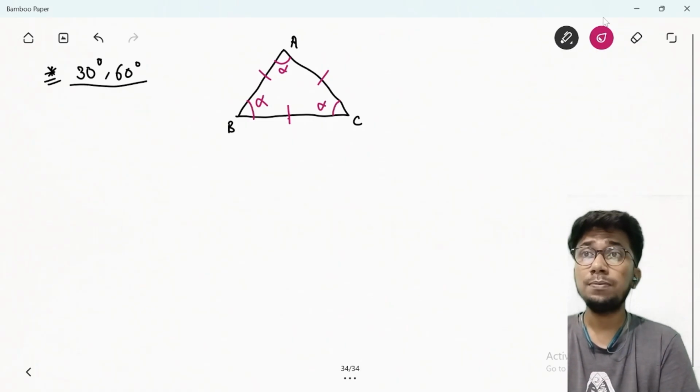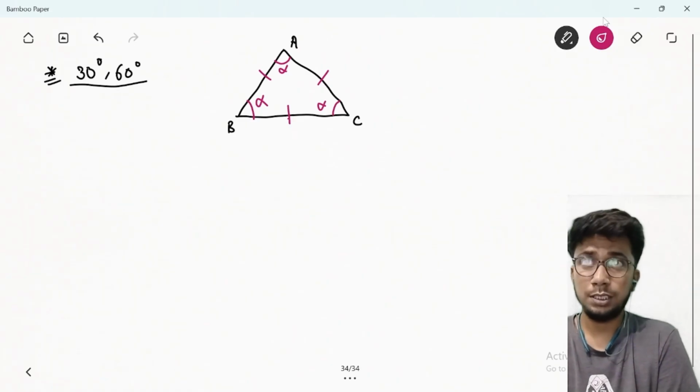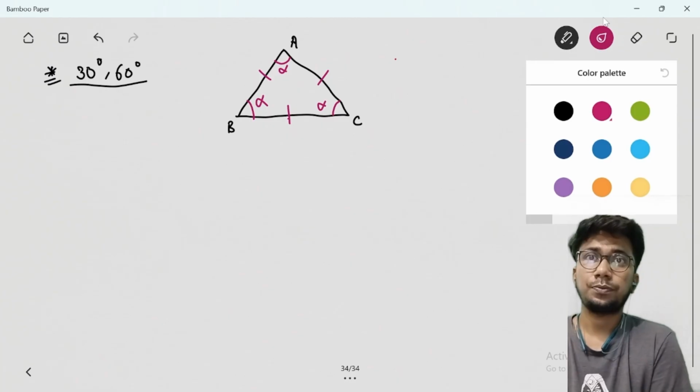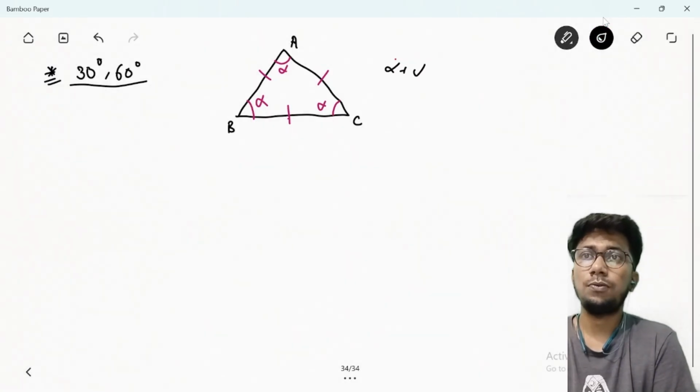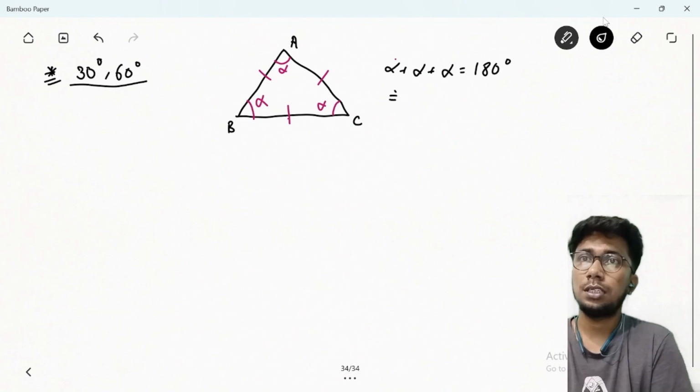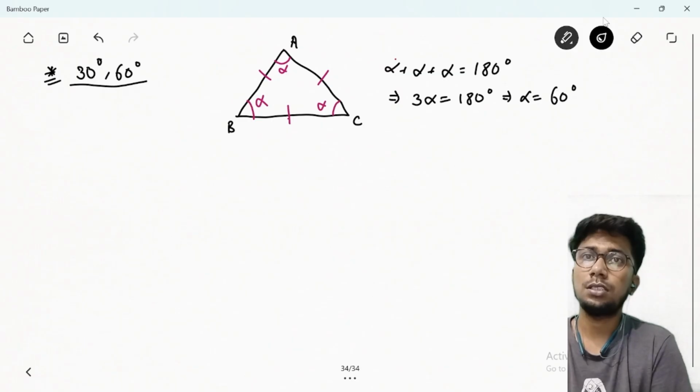What does this mean? We know that the sum of interior angles of any triangle is 180. That means alpha plus alpha plus alpha is nothing but 180 degrees. This implies 3 alpha is 180 degrees, and this implies alpha is nothing but 60 degrees.